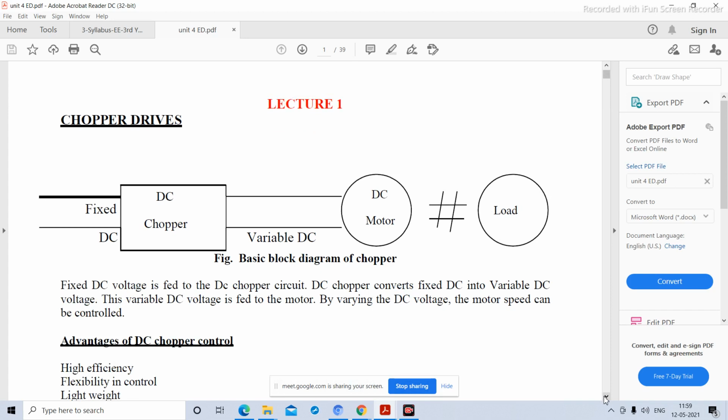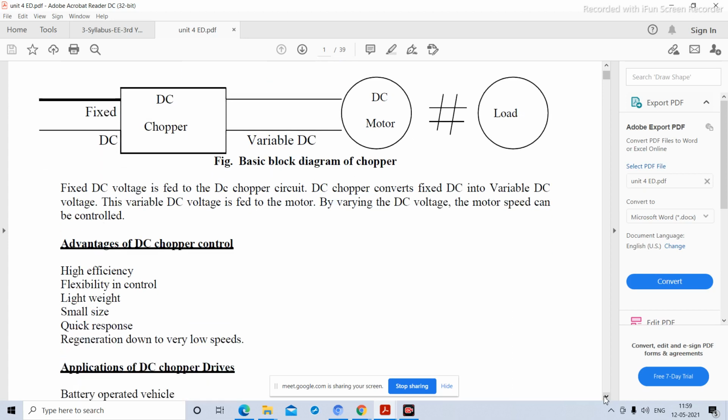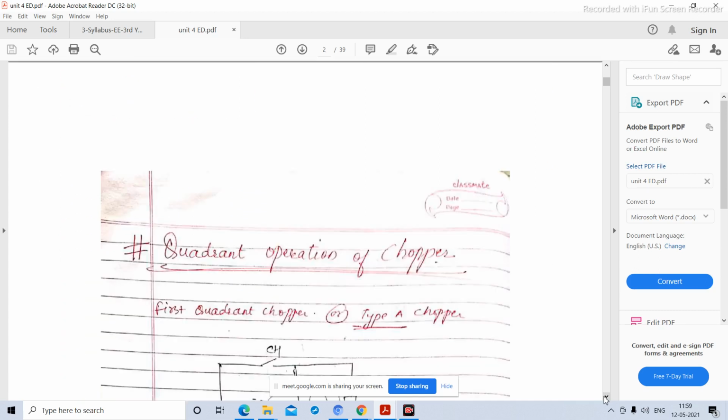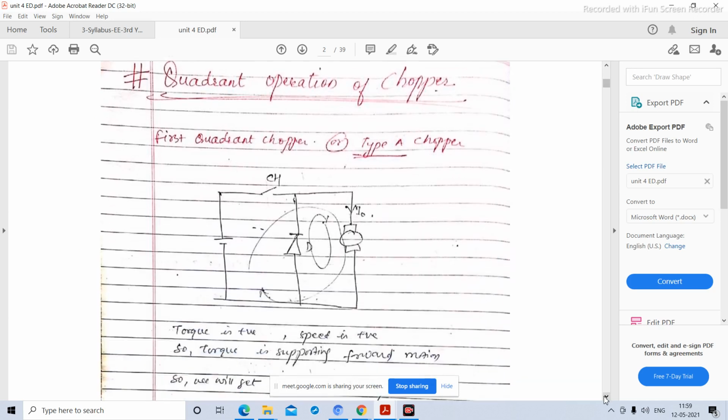So if we are trying to control the load speed or the speed of the motor, we can use the chopper. There are a number of ways to connect the switch in the drives.